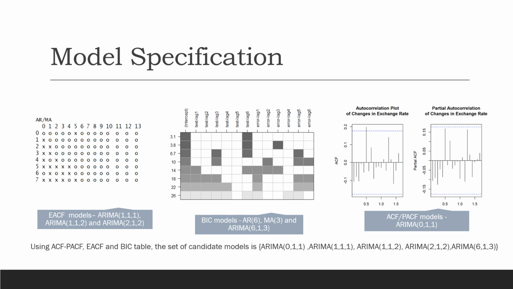And based on ACF and PACF, we have found ARIMA 011 as only ACF has the highest lag while PACF doesn't have any maximum lag. Therefore, based on all three, we have found this set of models such as ARIMA 011, ARIMA 111, ARIMA 112, ARIMA 212 and ARIMA 613.